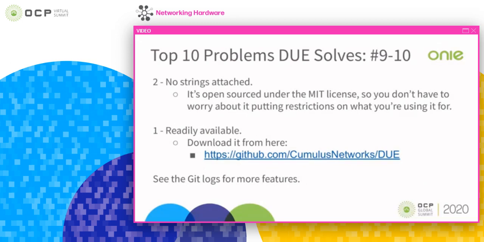There's no strings attached to using this software. It's open sourced under the MIT license, so it doesn't bring any of what one might refer to as imperial entanglements in its use. It's just there to be used. Cumulus retains a few rights to it, but it's not going to legally corrupt any of the software that you're creating. And it's readily available.